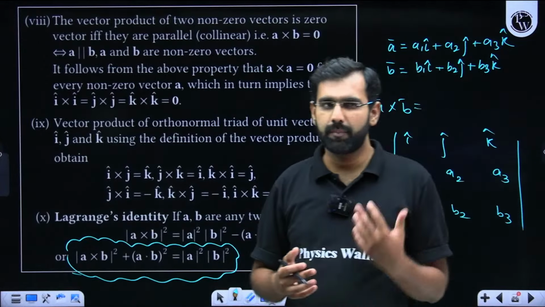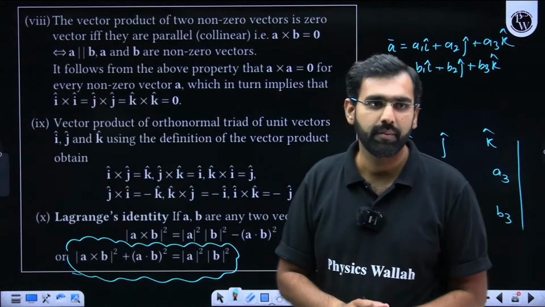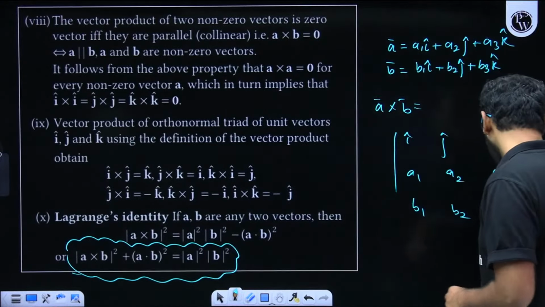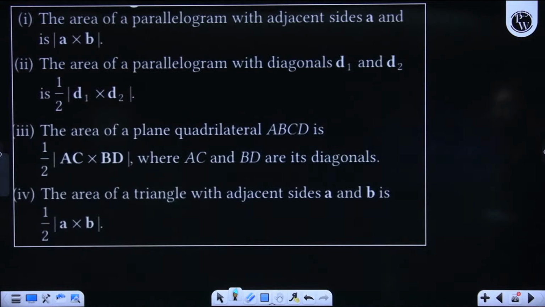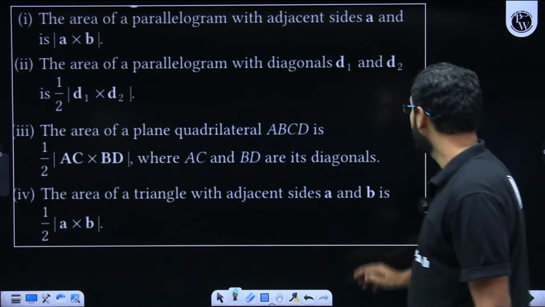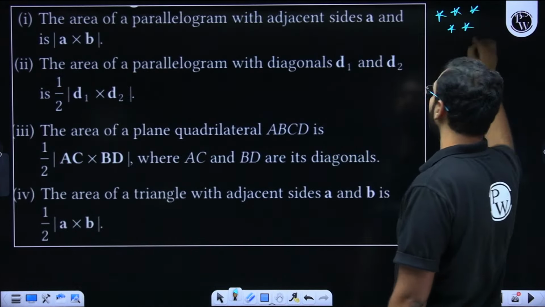First of all, the triple product is omitted from your syllabus, so STP and VTP are not there, but still if you want to use them, you can, depending on the requirement of the question. This is A cross B in component form, as we have just discussed. This is one of the most important slides of our discussion that you should keep with you.